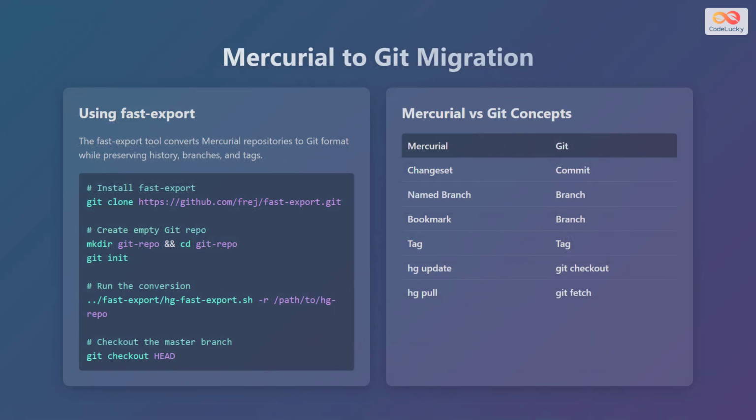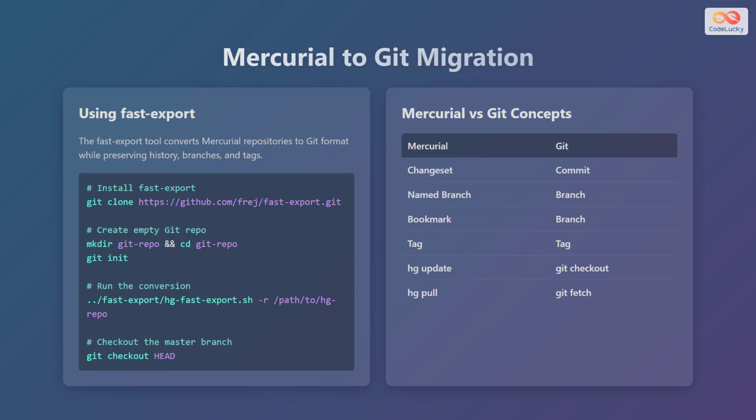For Mercurial to Git migration, the fast export tool converts Mercurial repositories to Git format while preserving history, branches, and tags. The commands for this are git clone the universal resource locator for fast-export.git, then make directory git-repository and change directory into it, git init, and then ../fast-export/hg-fast-export.sh -r the path to the hg repository, then git checkout HEAD.